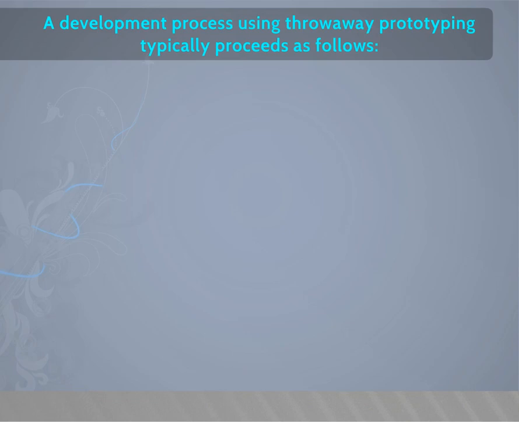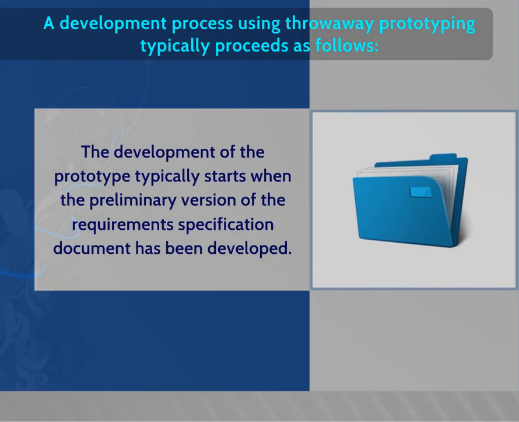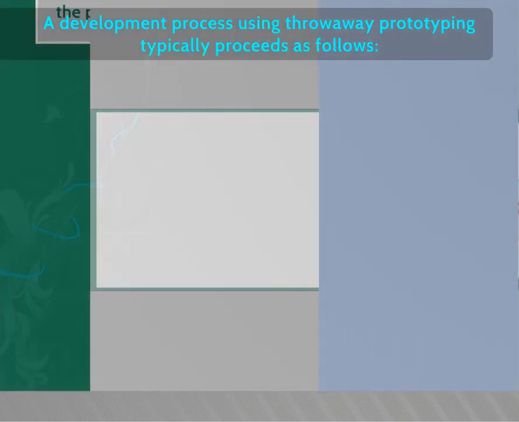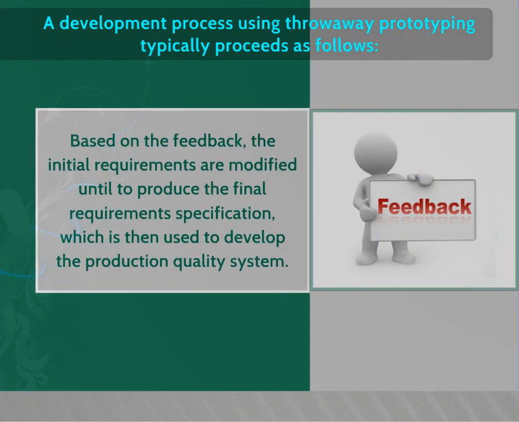A development process using throwaway prototyping typically proceeds as follows. The development of the prototype typically starts when the preliminary version of the requirement specification document has been developed. After the prototype has been developed, the end users and clients are given an opportunity to use the prototype and play with it. Based on the feedback, the initial requirements are modified until to produce the final requirement specification, which is then used to develop the production quality system.